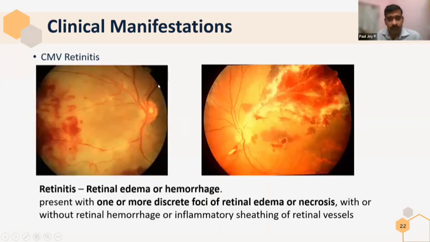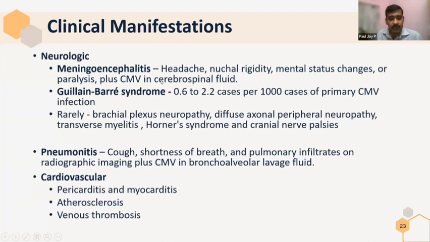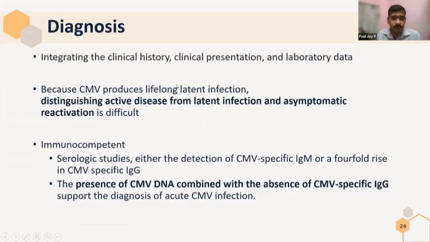In CMV retinitis, which usually presents in later periods, there can be retinal edema or hemorrhage with one or more discrete foci of retinal edema or necrosis, retinal hemorrhage, or inflammatory sheathing of retinal vessels. Neurological manifestations can be in the form of meningoencephalitis or GBS, and pneumonitis can be there, and they can present with dyspnea, and radiograph can show pulmonary infiltrates. Cardiovascular manifestations are in the form of pericarditis, myocarditis, atherosclerosis, or venous thrombosis.